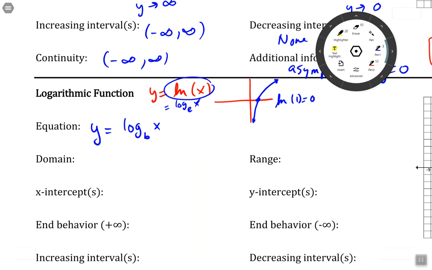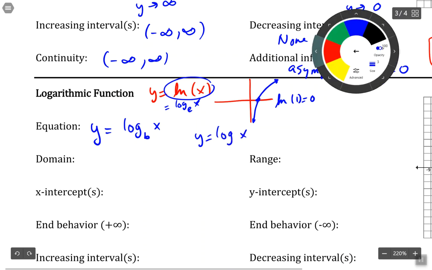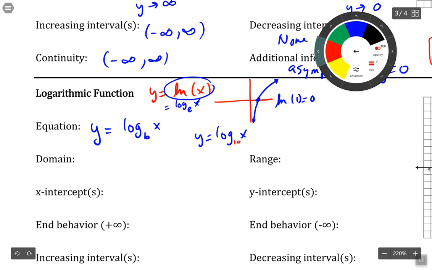And before, remember how we did 2 to the x? If I don't write anything, if I write y equals log x, guess what I'm not writing because I'm being lazy? 10. Remember that? Yeah, you did learn something. We use base 10, right? We like base 10 as our number system.